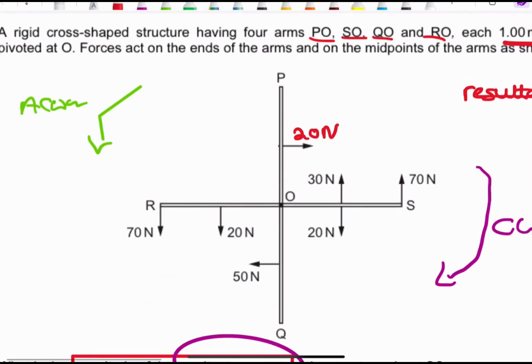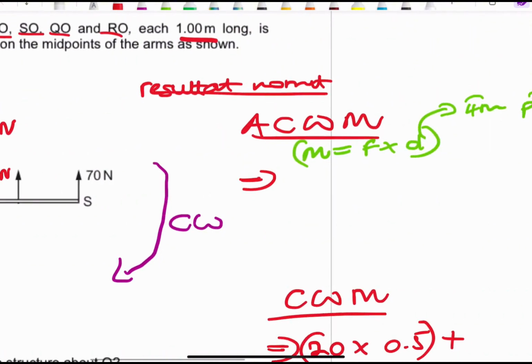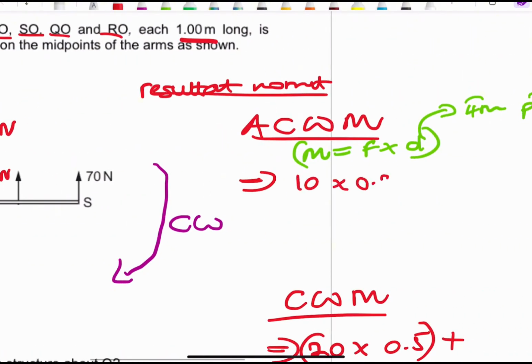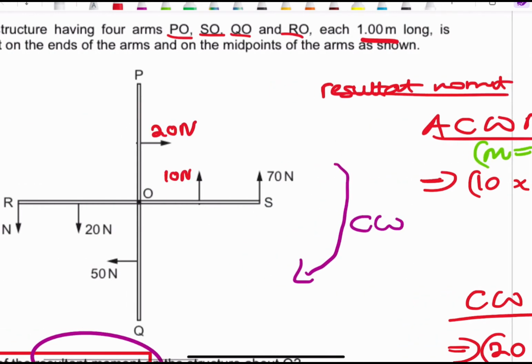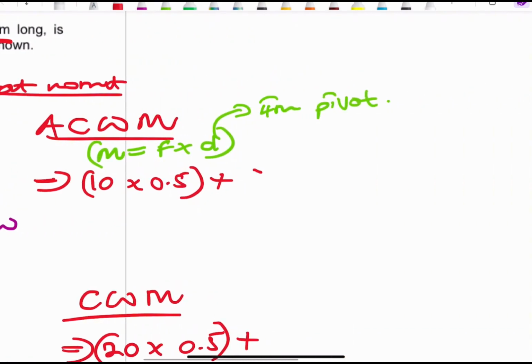Let's go into O S. At O S, again, I have 30 and 20. They're going to fight. 30 is going to win by how much? By 10. Okay, so let's remove it. It's going to say 20, you lose, and 30 is going to change, and it's going to be 10 newtons, right? Is 10 clockwise or anti-clockwise? It's anti-clockwise, so it's going to be 10 times 0.5 plus 70, clockwise or anti-clockwise? Clockwise. 70 times 1 plus, let's move here.